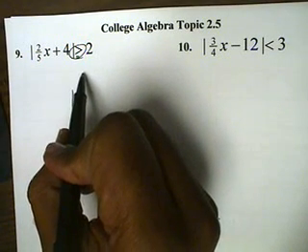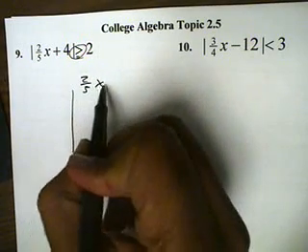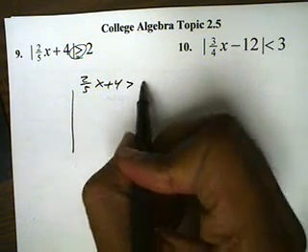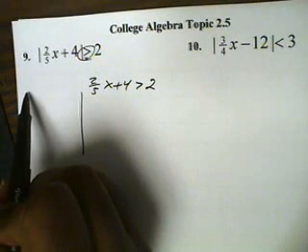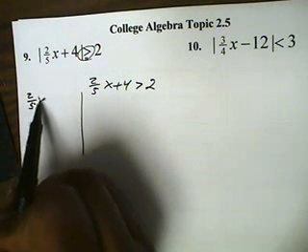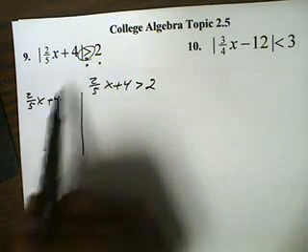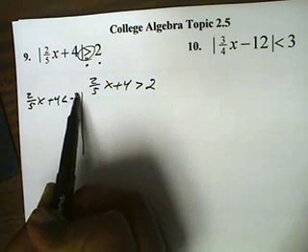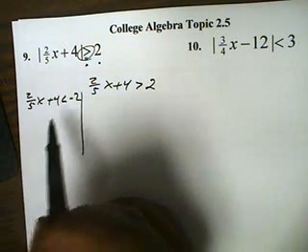On the right side, we will just simply remove the absolute values. So we'll have 2/5 x plus 4 is greater than 2. For the left side, we'll remove the absolute values, have 2/5 x plus 4, but we'll change both signs. So this will be a less than and a negative 2. And then we'll solve both sides, the left and the right side.